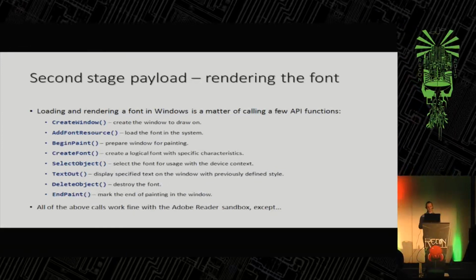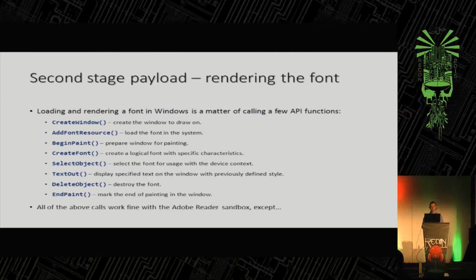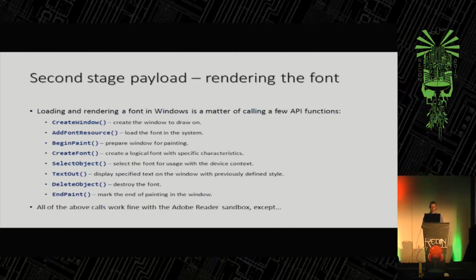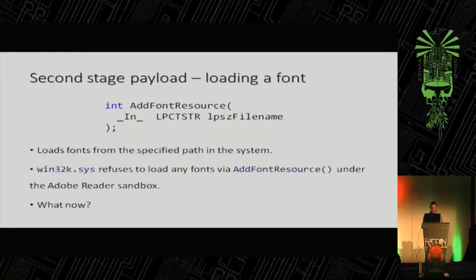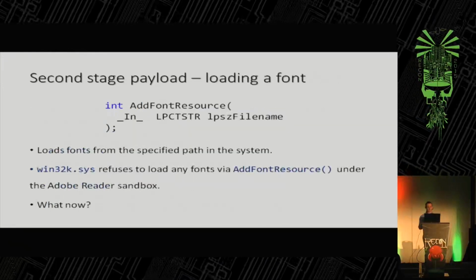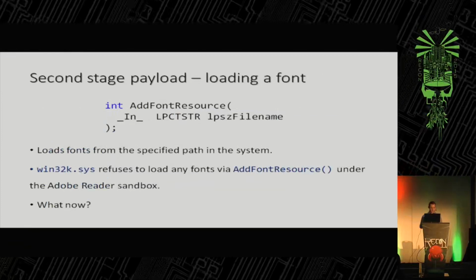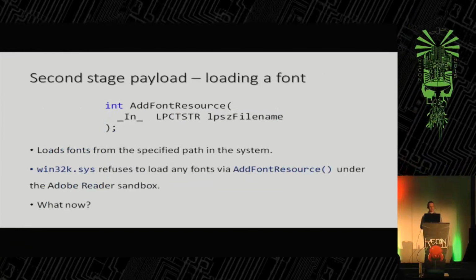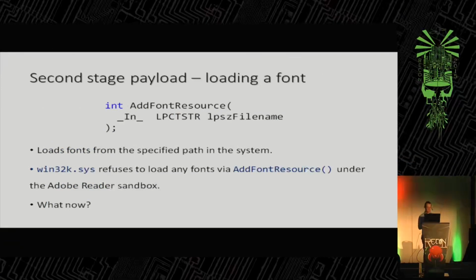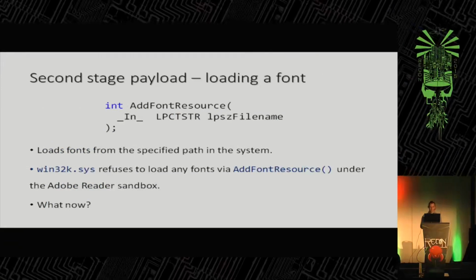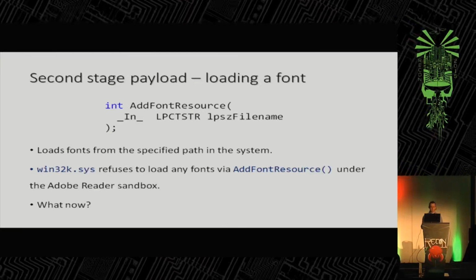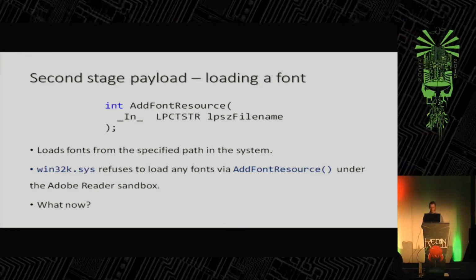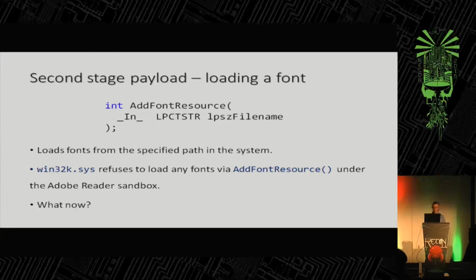And it turns out that all of them actually work fine inside of the sandbox because Win32k access is not locked in Adobe Reader, except one function, and yeah, the most important one, loading the font. So what I saw is that Win32k doesn't really want to load any fonts via the function, which, by the way, takes the file name of the font that we want to load under the Adobe Reader sandbox. So that's a bit of a problem.